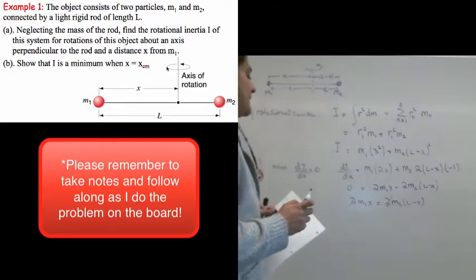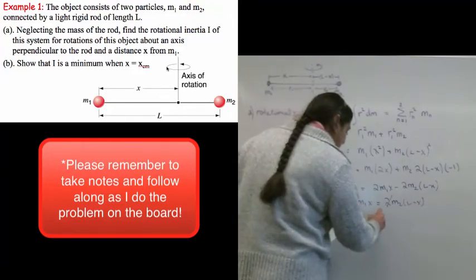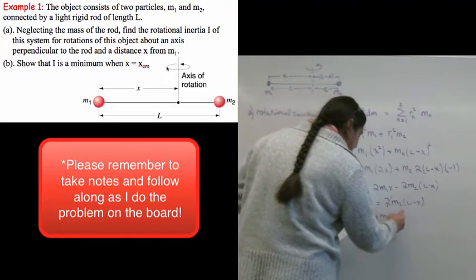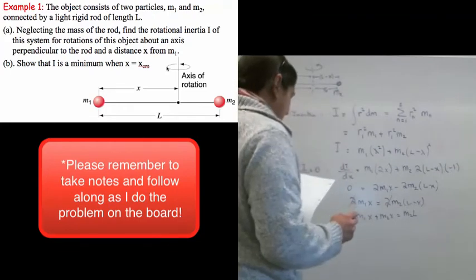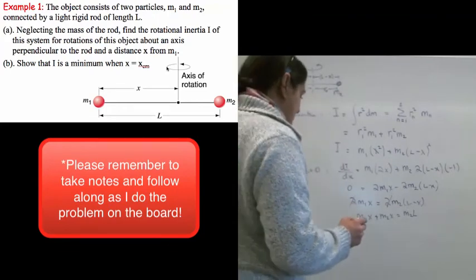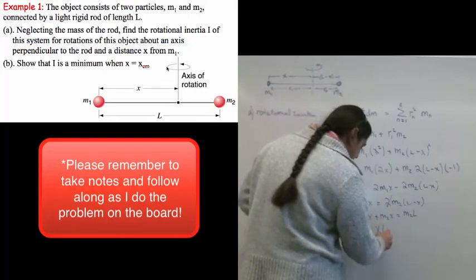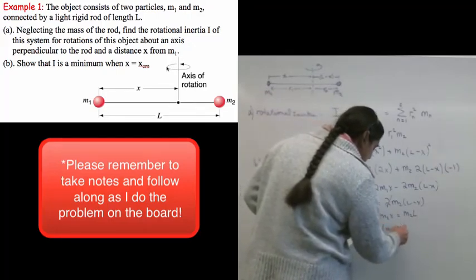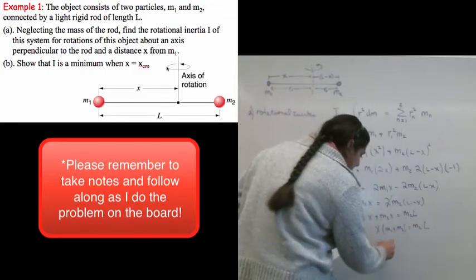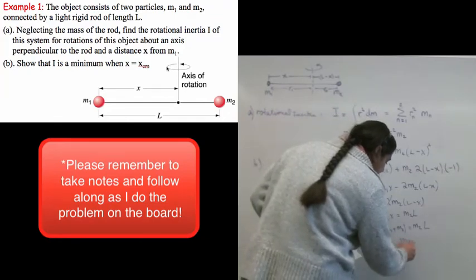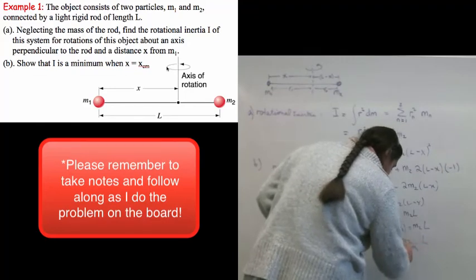I can collect all my x's on one side, so it'll be m1x plus m2x gives me m2L, right? If I rearrange, I can write x(m1 plus m2) gives me m2L, which means x will be given by m2 over (m1 plus m2) times L.